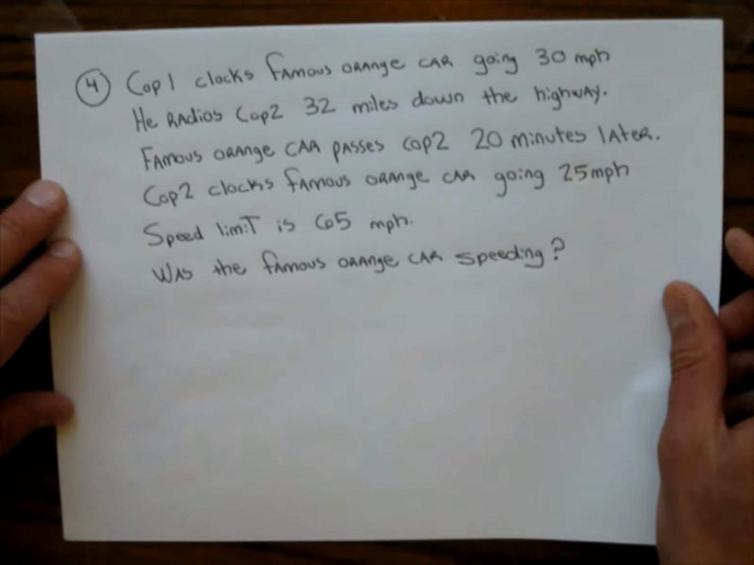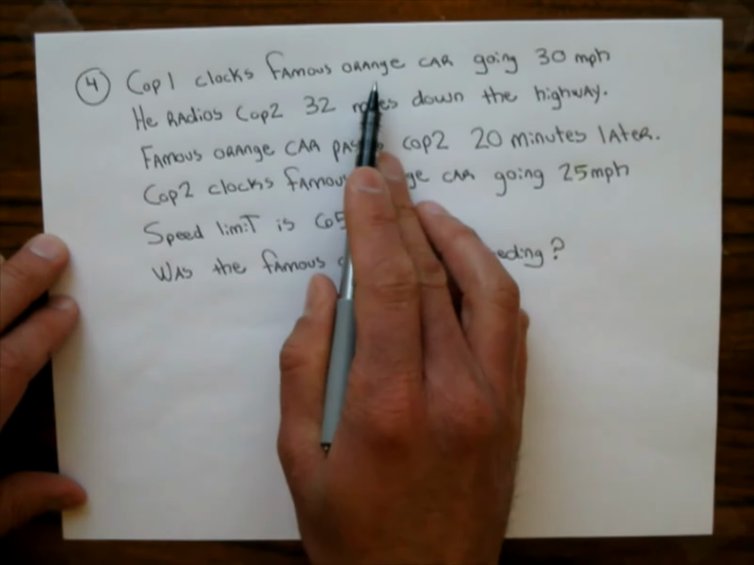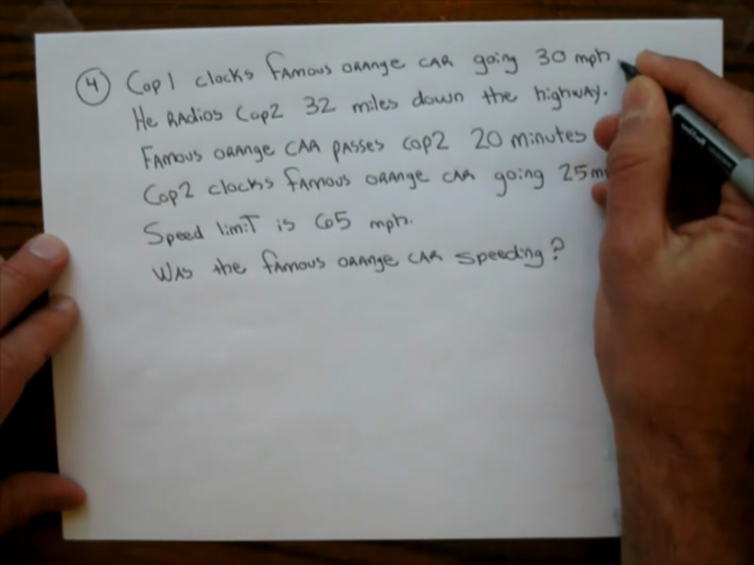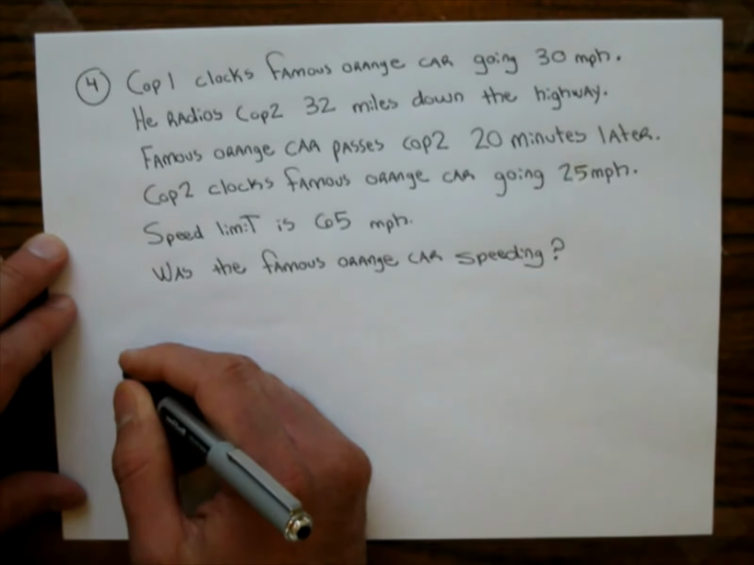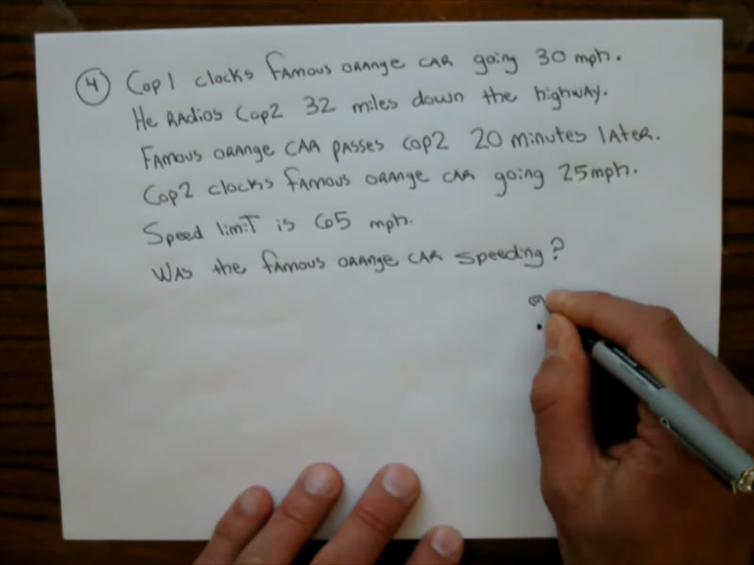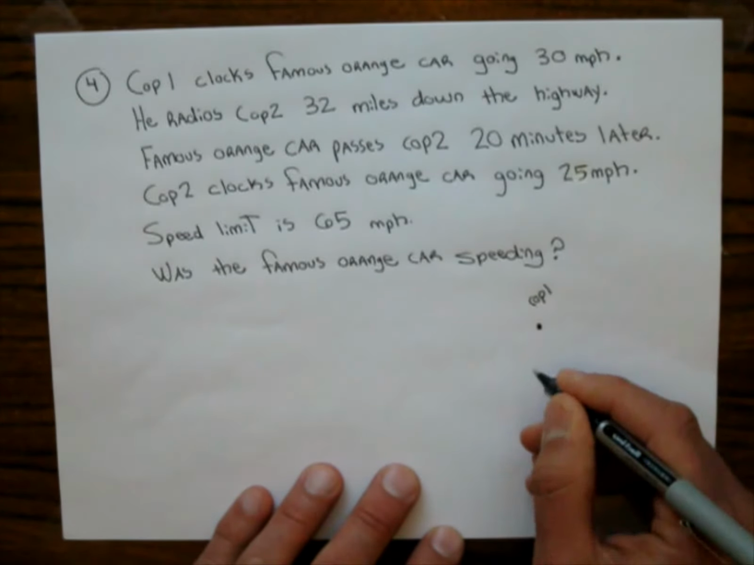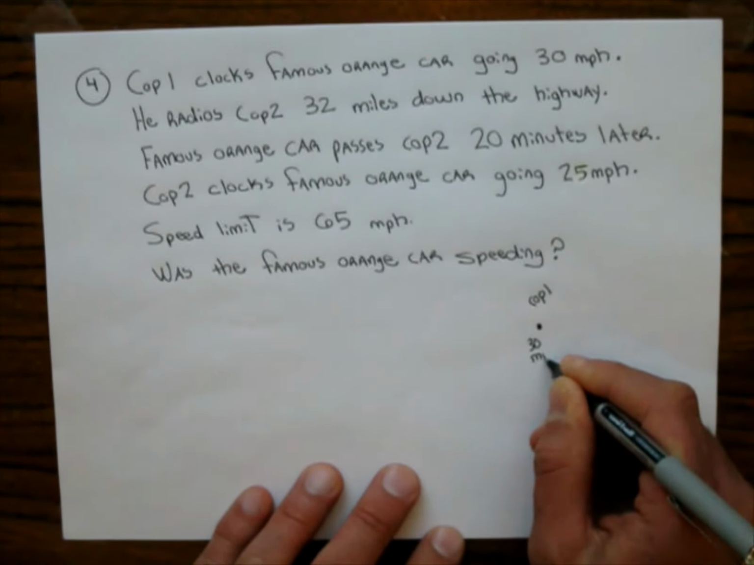And so what I'm going to do now is this one right here. Cop 1 clocks the famous orange car going 30 miles per hour. Okay, so let's say that cop 1 is right here. And the famous orange car is going 30 miles per hour.